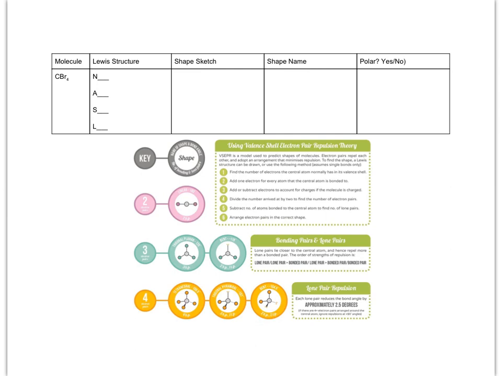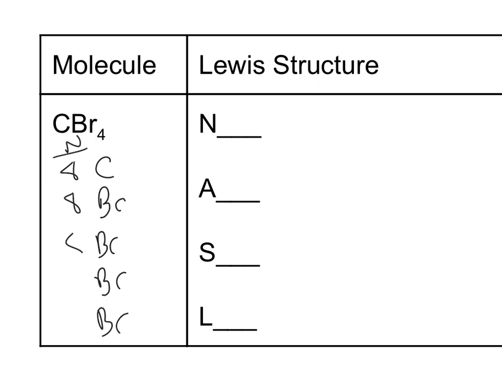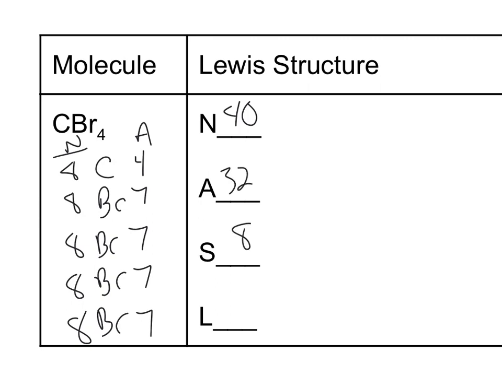Okay, CBr4. So carbon and 4 bromines. Okay, for need, none of them is hydrogen, so it's 8, 8, 8, 8, 8. That's a total of 40 needed, 8 times 5. Available, we've got carbon with 4. We've got bromine is in group 17, so like fluorine and chlorine. Okay, it's got 7 apiece. 28 plus 4 is 32 available. We're going to share 8. We're going to have a whole bunch left over. We're going to have 24 leftover electrons.